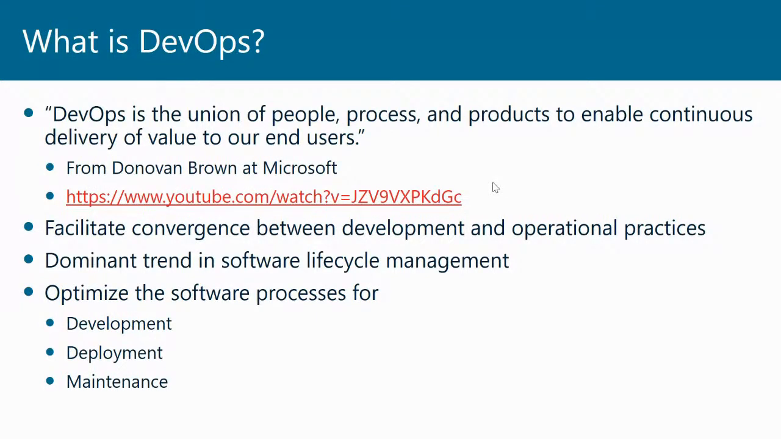What is DevOps? There is a great talk that was given by a gentleman at Microsoft named Donovan Brown, who defines DevOps this way: DevOps is the union of people, process, and products to enable continuous delivery of value to our end users. I chose that quote to put on the slide because I think it's a great definition in that it's relatively compact, fits in about one sentence, and it's also fairly comprehensive as to what the motivation behind DevOps is. If you want to watch the talk itself, I put a link to the YouTube page where you can watch one version of the talk that he gave.